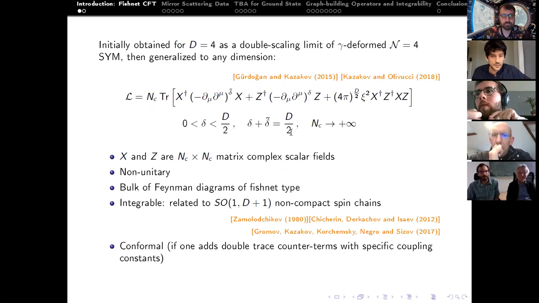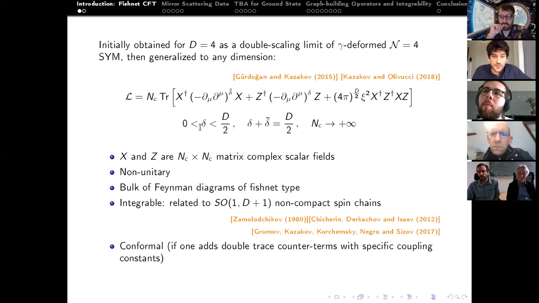The sum should be d over 2, but that's just dimension counting of the Lagrangian. What's the dimension of the X field, of the Z field, and then you have to require the action to be dimensionless. That's as simple as that. You can give an imaginary part to delta, probably. Yes, but then you're not in the complementary series anymore, and why would you want to do that? My question is just why there is this restriction.